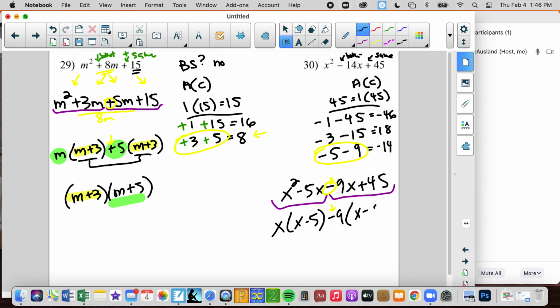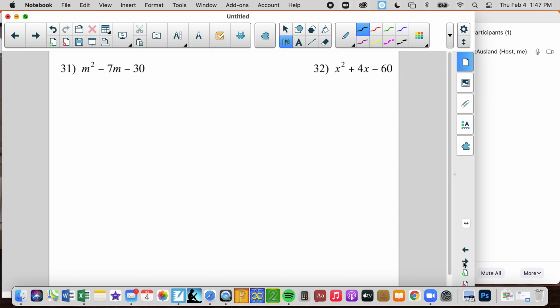That leaves me with x minus 5. So my answer ends up being x minus 5, x minus 9. Number 31, 3 terms. Second sign is negative, so it's definitely not a binomial square.